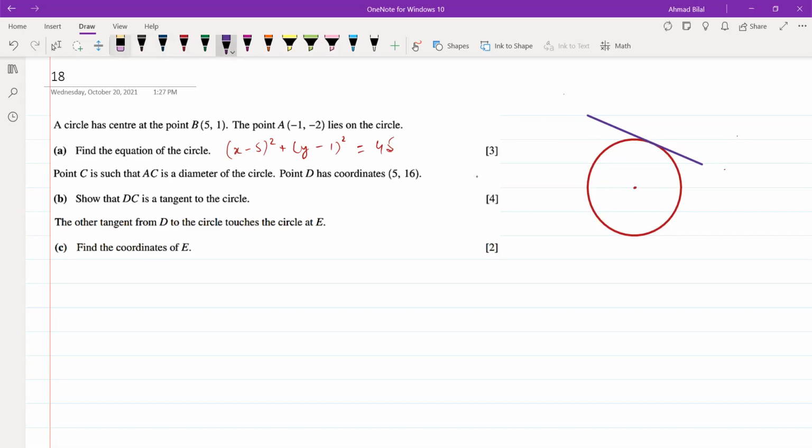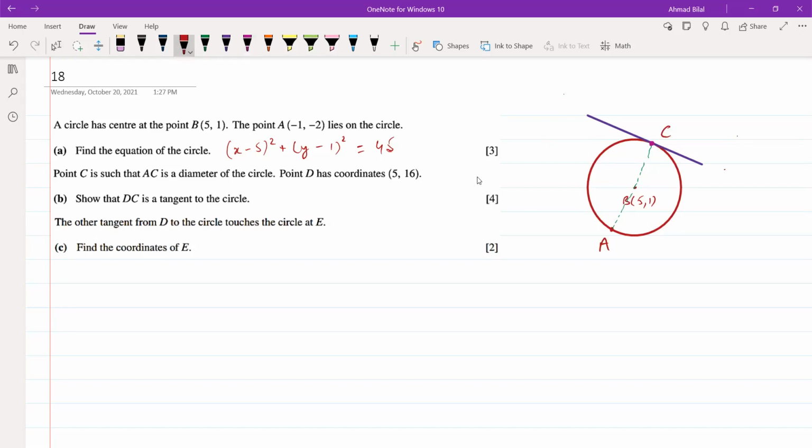So the point B is the center. B is going to be here. This is 5 and 1. If this is B, A is -1 and -2. So towards the left and downwards. So A is going to be somewhere here. Let's say this point is A. Where is C going to be? AC is the diameter. That means if we draw a line from A that passes through the center and goes to the other side, that is where our point C is going to be. So point C is up there. That's the point C.